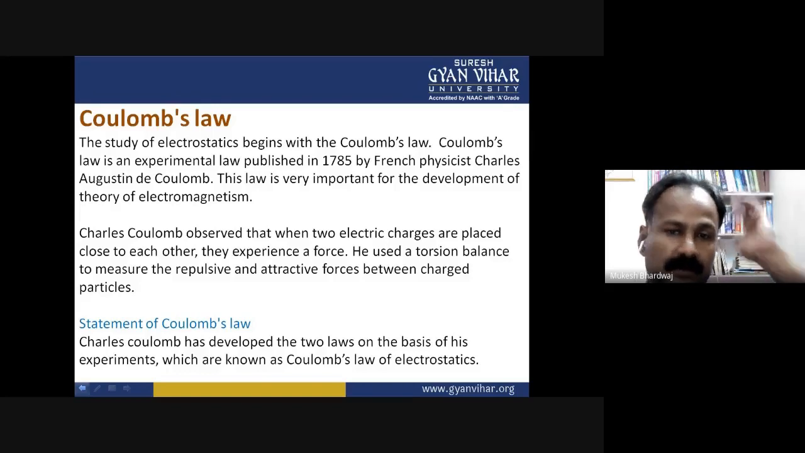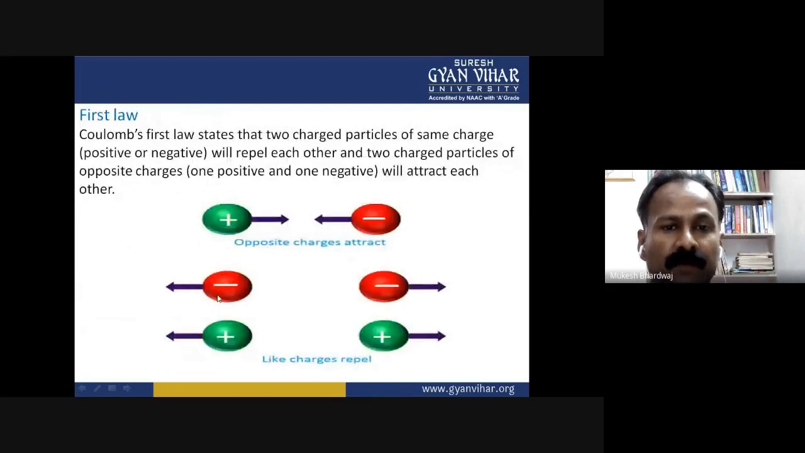So the statement of Coulomb's law. Charles Coulomb developed two laws on the basis of his experiment, which are known as Coulomb's laws of electrostatics. First law. Coulomb's first law states that two charged particles of the same charge, both positive or both negative, will repel each other, and two charged particles of opposite charge, one positive, one negative, will attract each other.